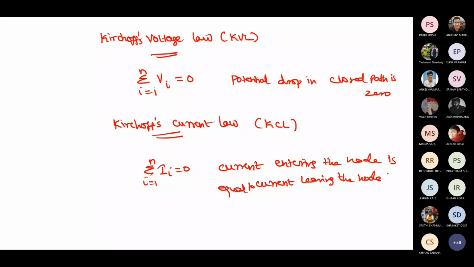So what do I mean by node, students? What is a node? You are saying current entering a node is equal to current leaving. Let us take I1, I2, I3 and I4. Which currents are equal to which one? I1 plus I2 plus I3 is equal to I4. Okay, I1 plus I2 plus I3 is equal to I4.